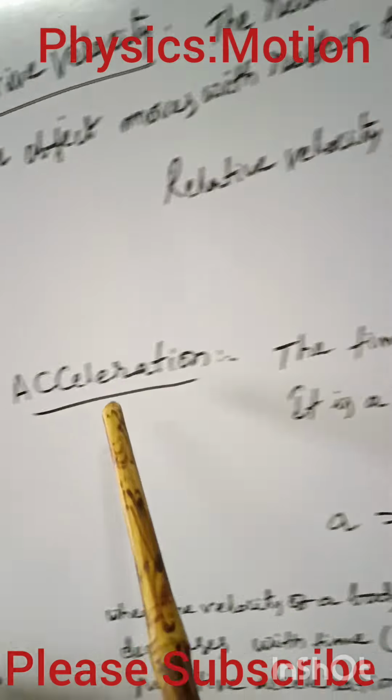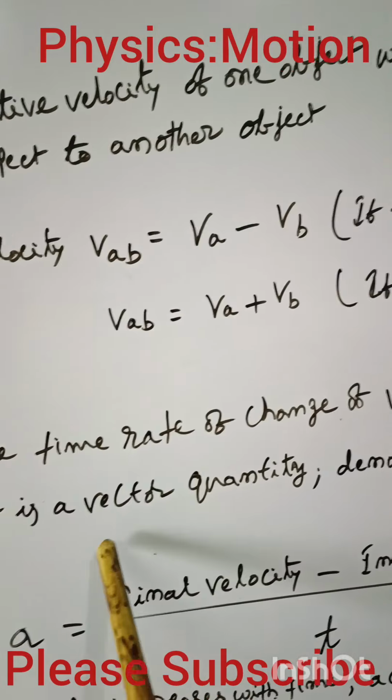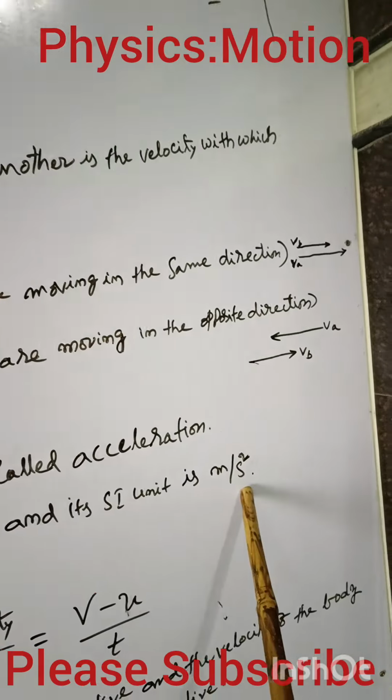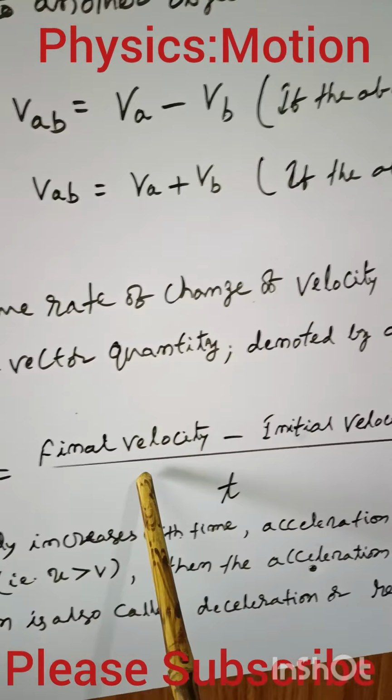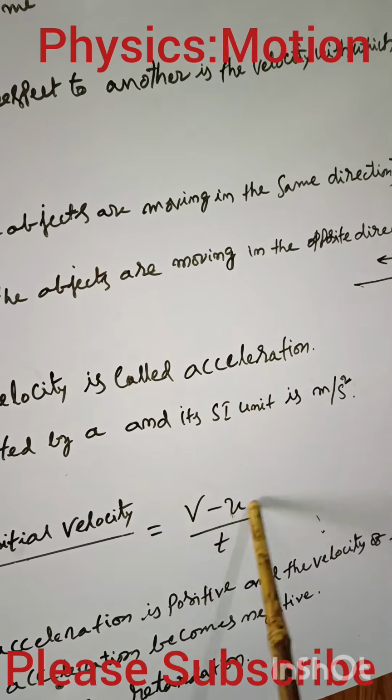Then acceleration. The time rate of change of velocity is called acceleration. It is a vector quantity denoted by a, and its SI unit is meter per second square. Then a is equal to final velocity minus initial velocity by t, so a = (v - u)/t.